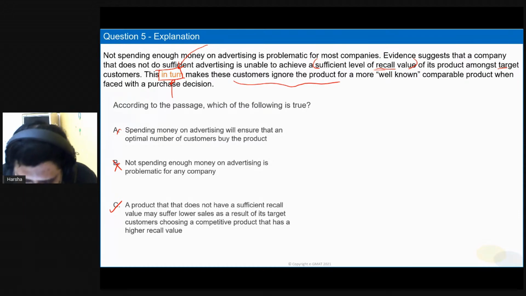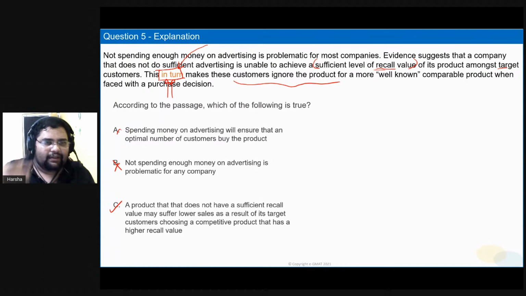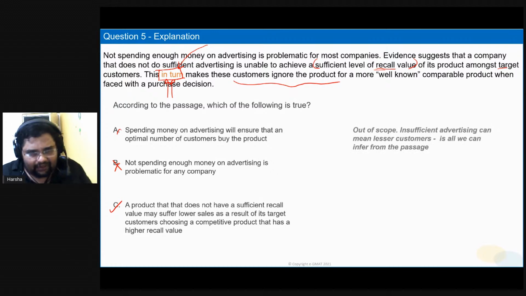So option A is obviously wrong. Option B is wrong. Option C is the correct answer. The core point is this one keyword, in turn. It's a consequence. It essentially means consequence, as a result. That's the synonym for all this. So these are all indicators of some kind of a cause and effect. This happened, as a result, this happened. So indicators like this are very important.